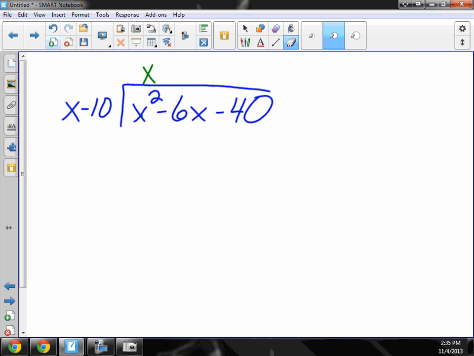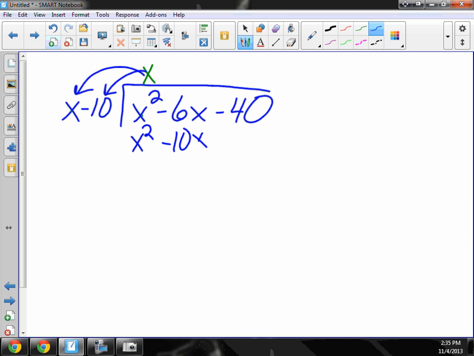Now, I'm going to multiply this x by those two terms. And when I multiply them, I need to place them in the correct column. We have an x squared, an x, and a constant column. So x times x is x squared, so I'm going to put it underneath the x squared. Okay? X times negative 10 is negative 10x. Everybody okay so far? Now what should I do?